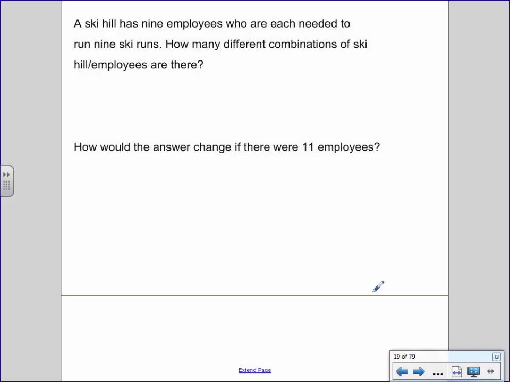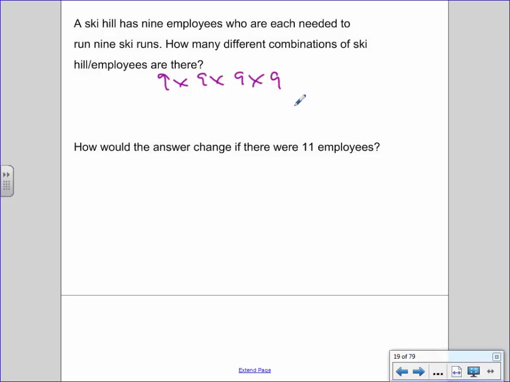Okay, new scenario. You're an employer, and you have 9 employees, and you have 9 ski hills, and you need to send each employee to a ski hill. How many ways can you send your 9 employees off to your ski hills? So I'm going to show you a couple of possibilities. Should it be 9 times 9 times 9 times 9, something like that? Why wouldn't that be fair?